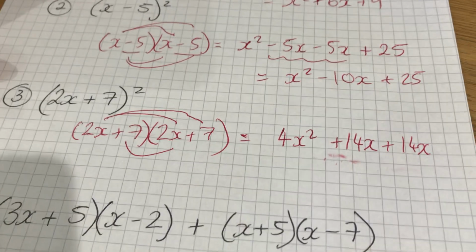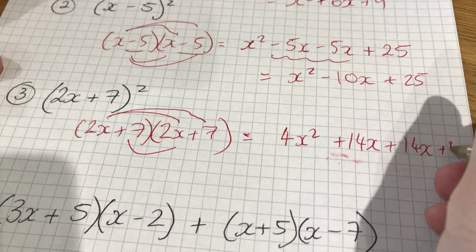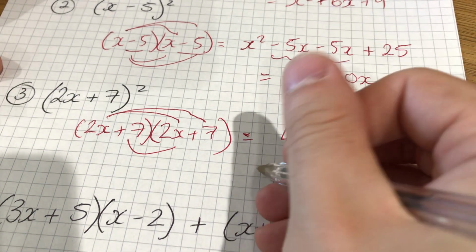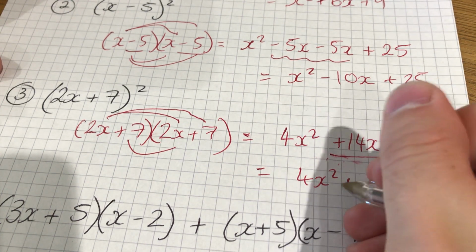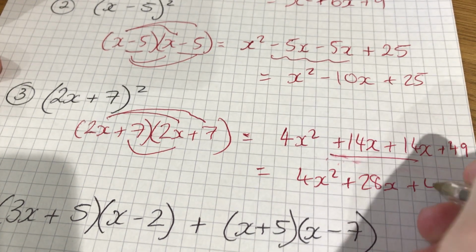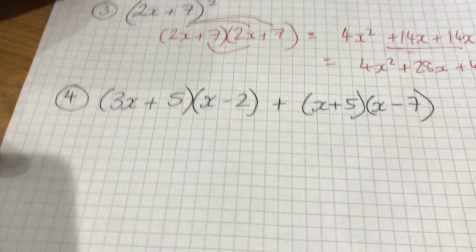I just realised I'm going slightly off. Apologies. And then 7 times 7, 49. Just squeeze that in. And then you put them together. Because they're just x's. Okay.